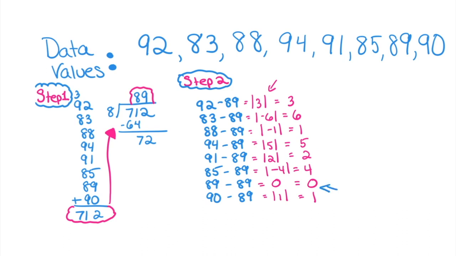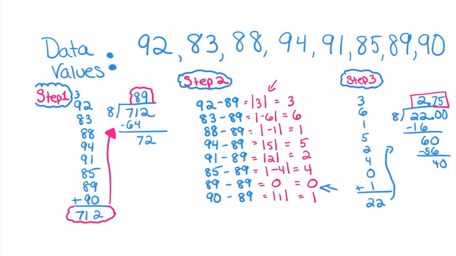So now on to step 3. So I've added up those absolute values and my sum is 22. Now I take that 22 and divide it again by the number of data values, which is 8. And I get 2 75/100ths.